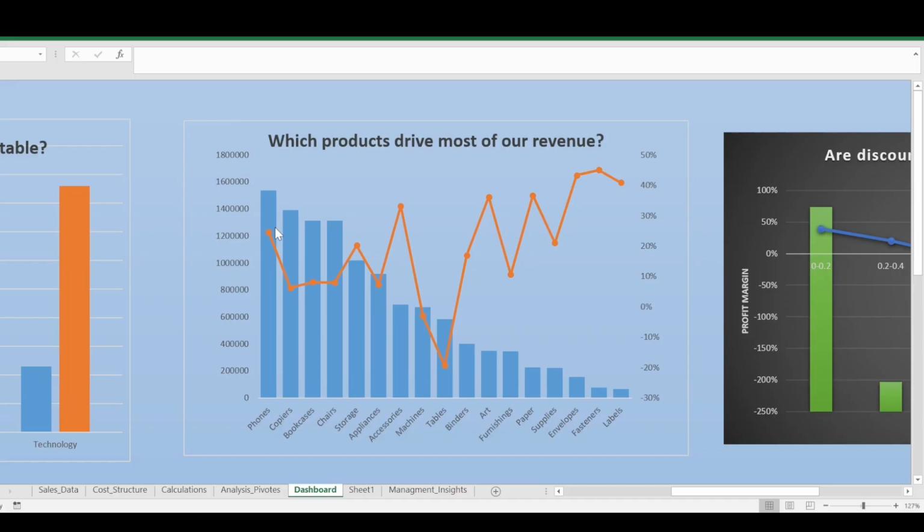The table created the most losses, and other categories like labels and fasteners created the lowest revenue but the higher profit margin. So we can say some products have high profit margin but low sales, while others sell the most but reduce overall profitability.